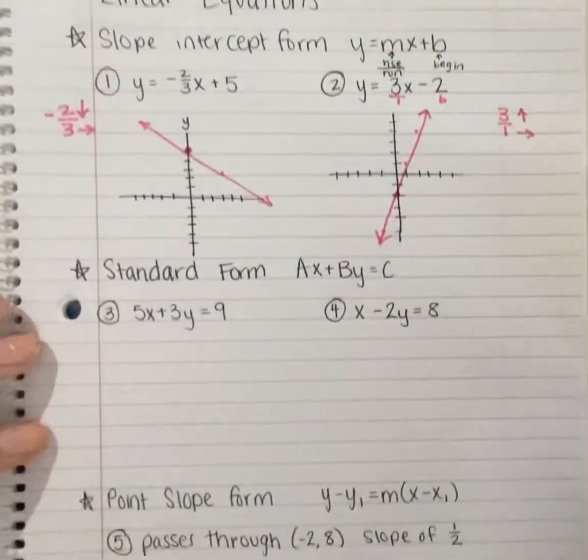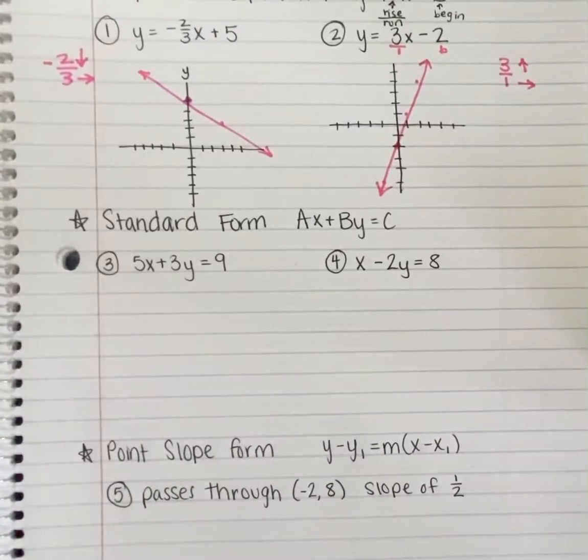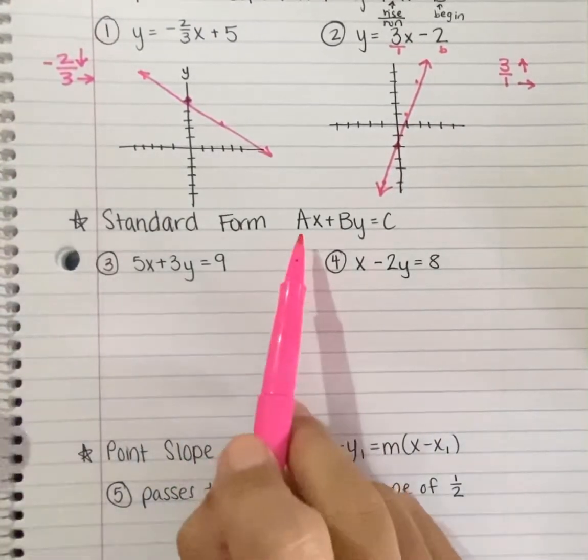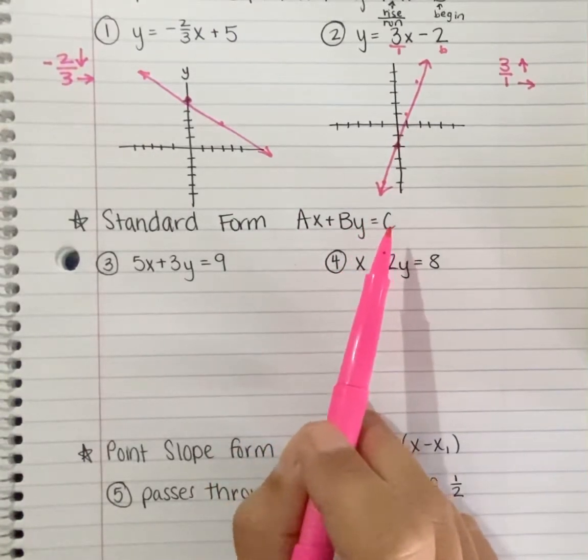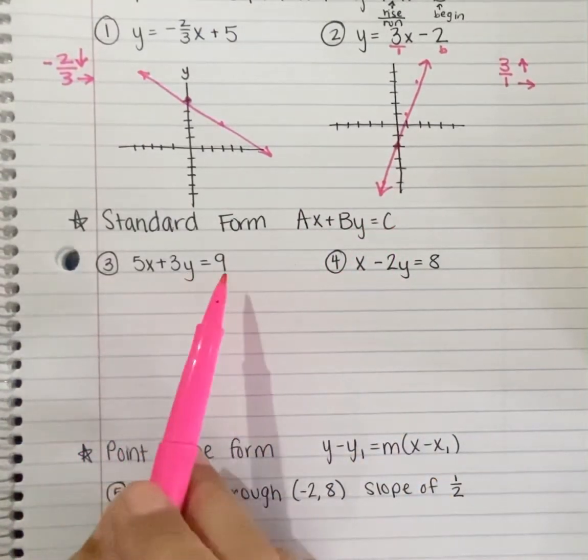Now what we're gonna talk about is standard form. Standard form is ax plus by equals c. This is where x and y are together on one side of the equation, your equal sign, and then you have the constant in the back. So notice x and y are together on one side, 9 is in the back.